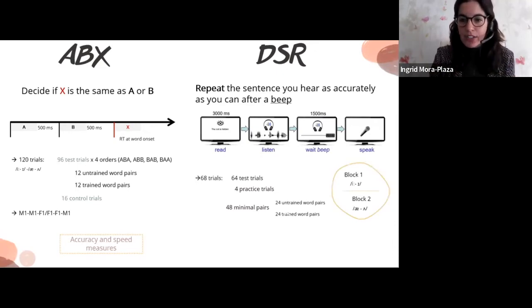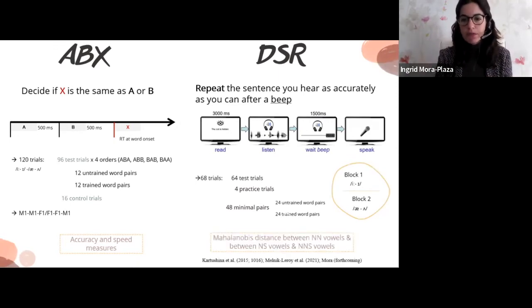2 randomized blocks. So the vowel measures we took were F0, F1, F2, and we extracted them manually from the target words, and then I converted them from hertz to barks to minimize gender and vocal tract differences. And we calculated Mahalanobis distances, which are distances in standard deviations between a point, that is a given token, and the mean or the centroid of a distribution between non-native vowels.